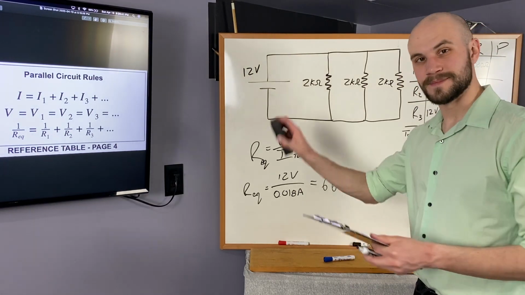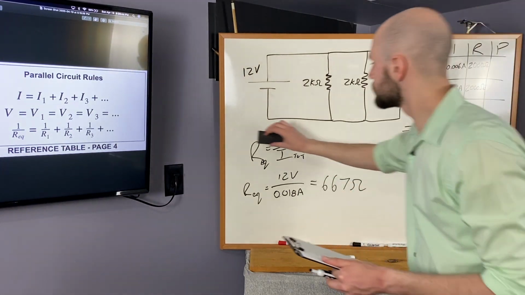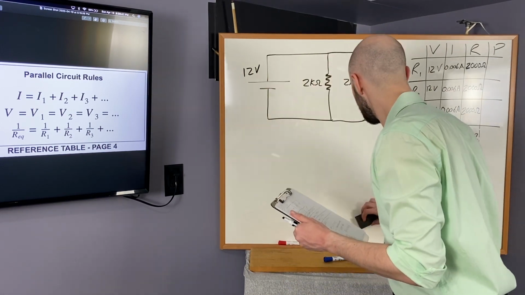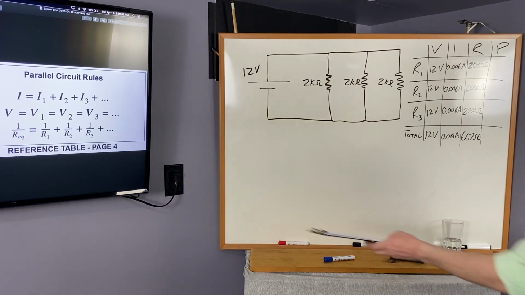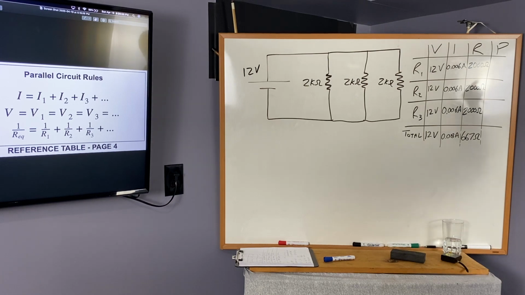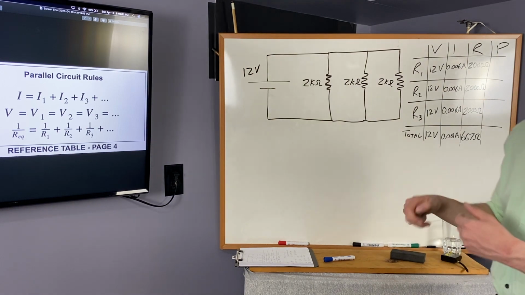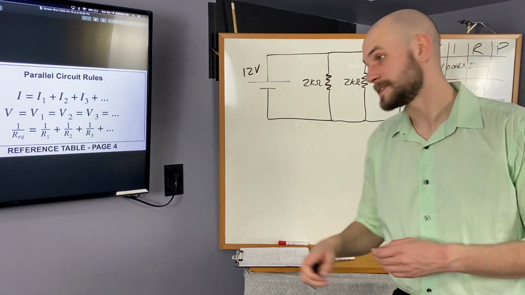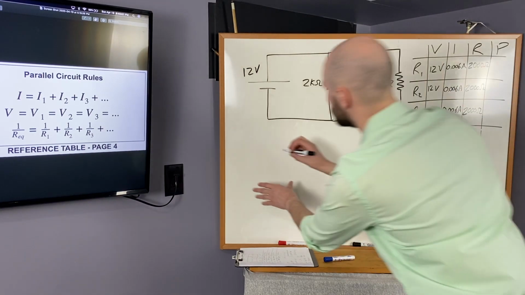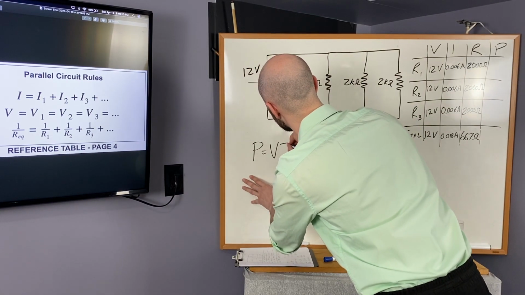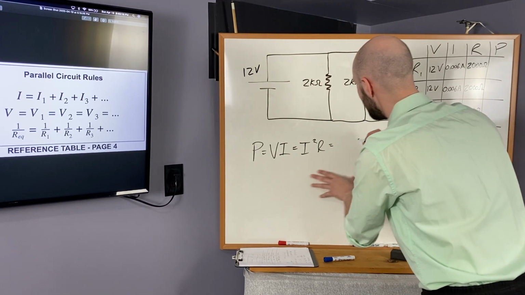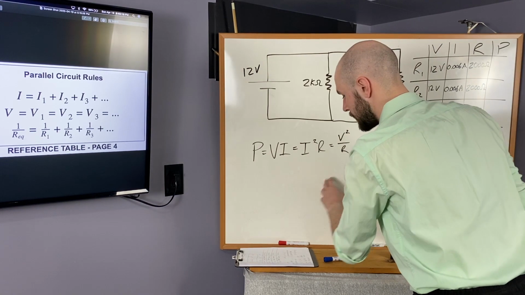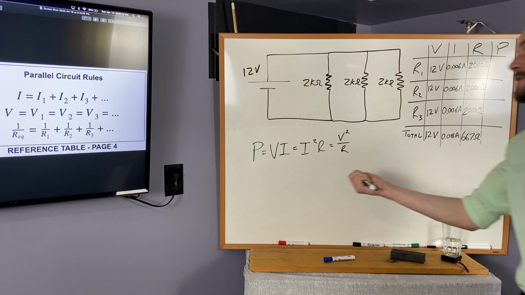All right, I'm going to erase this. All right, what about the power? Well, we can use any one of the power relationships in order to get the power dissipated by each one of these resistors. Remember, the power dissipated is how much energy it's using every second, right? Joules per second is watts. So use any one of these. P is equal to V times I. Or P is equal to I squared R. Or P is equal to V squared over R. Check my answers here. I'm not going to work it out because we've done these before.